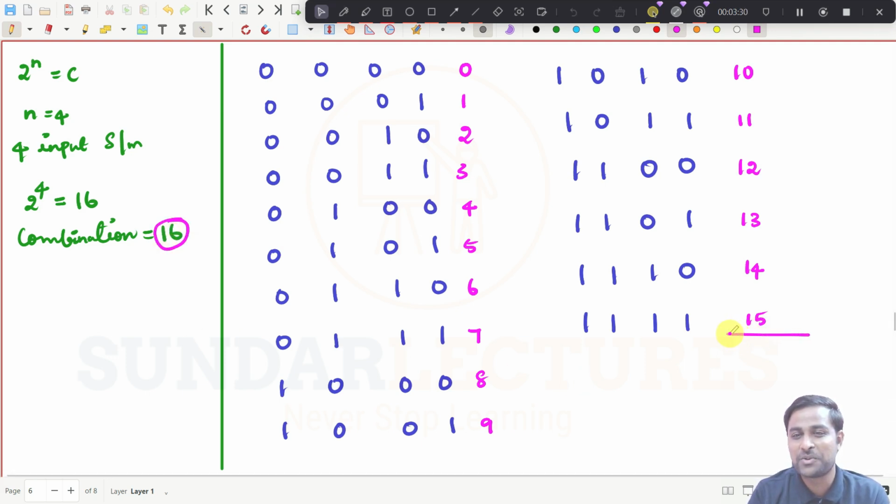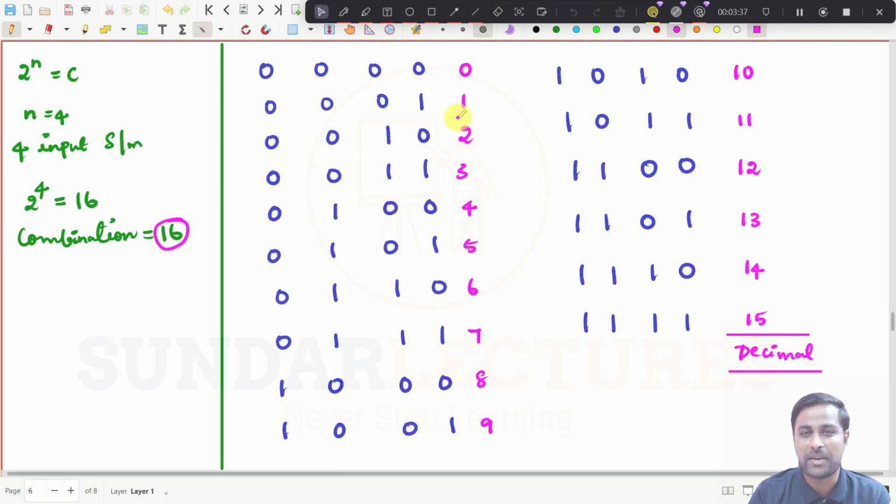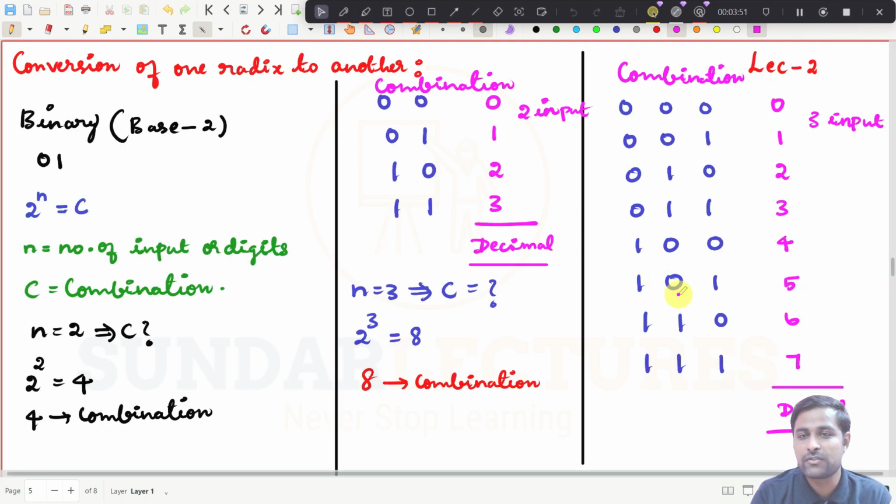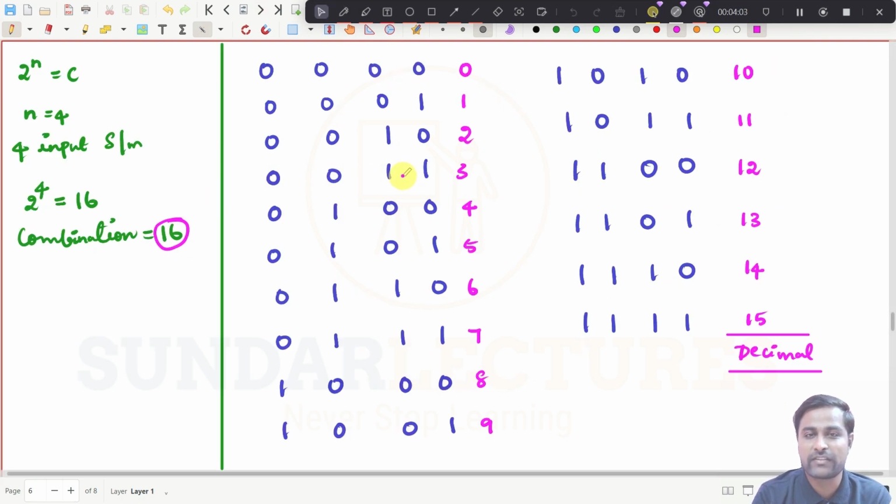And what are these values? These are all decimal values. If I say 14, then what is the equivalent of 14? It is 1110. If I say 5, 5 is always 101. See here it is 5, 101, and if you see here also it will be 101. But the number of combinations, the number of inputs, will be different. And if I say 3, it is 11. Here also it is 11.